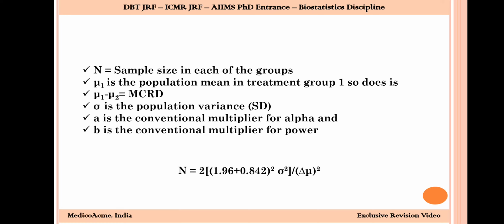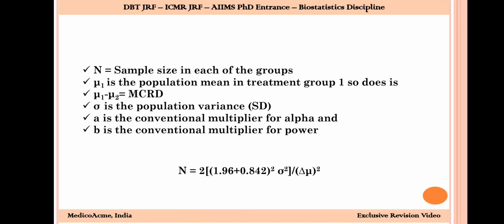Okay, sigma is the population variance. So sigma, mu1 minus mu2, where mu1 is the population mean of the treatment 1, and so does the mu2 with the treatment 2. Okay, so guys, minimal clinical relevant difference. Okay, so this is the MCRD. So this and sigma become very important to know.